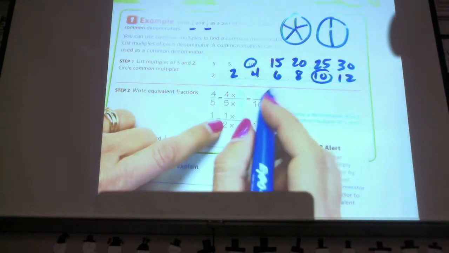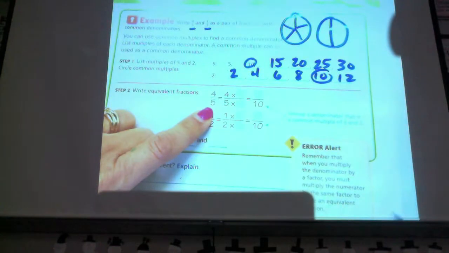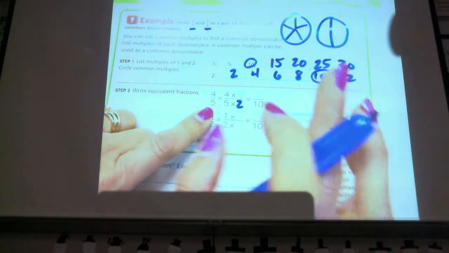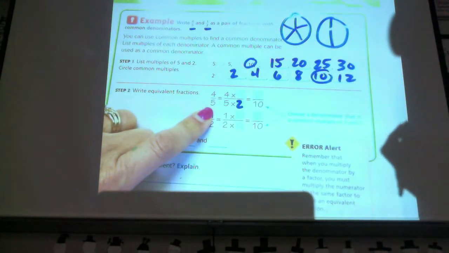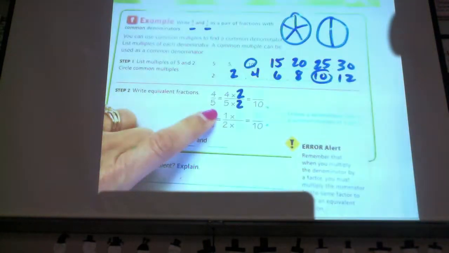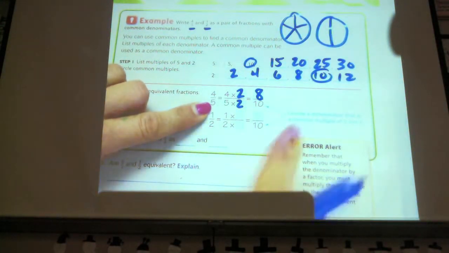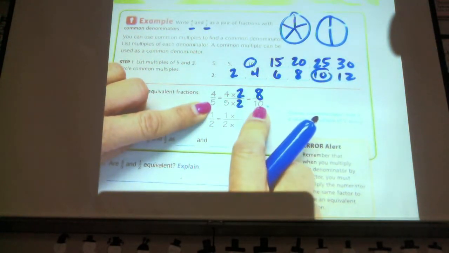Thank you. How would I get from 5 to 10? What would I multiply by, class? 2. So in equivalent fractions, if I multiply the denominator by 2, I have to multiply the numerator by 2. What is 4 times 2? 8. So this fraction is also equal to this fraction.